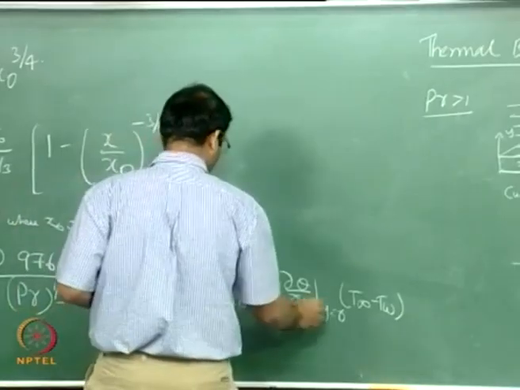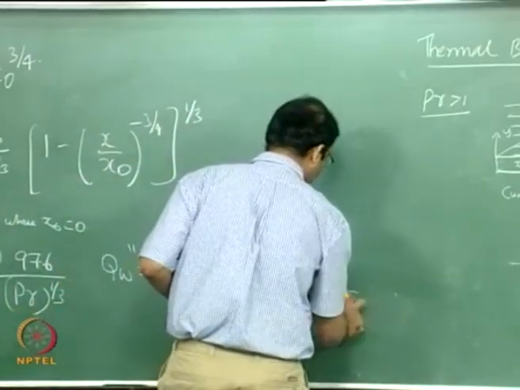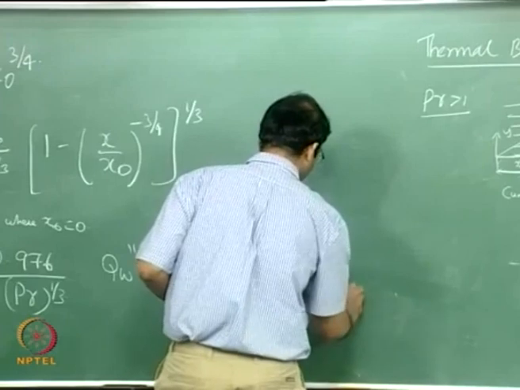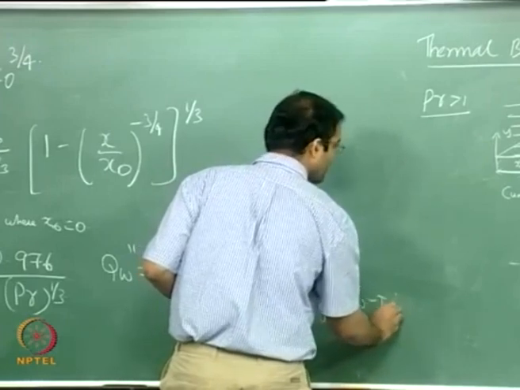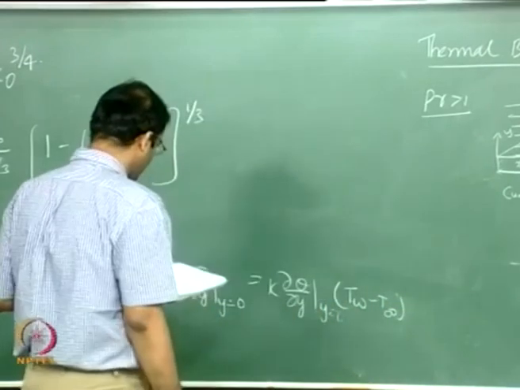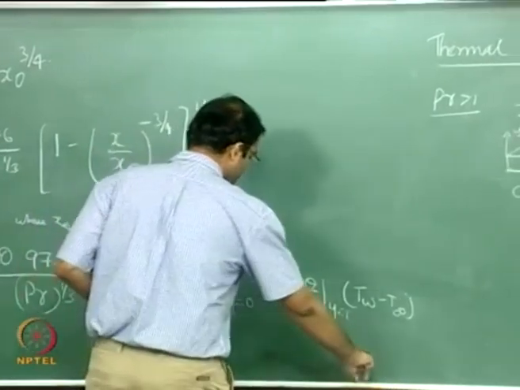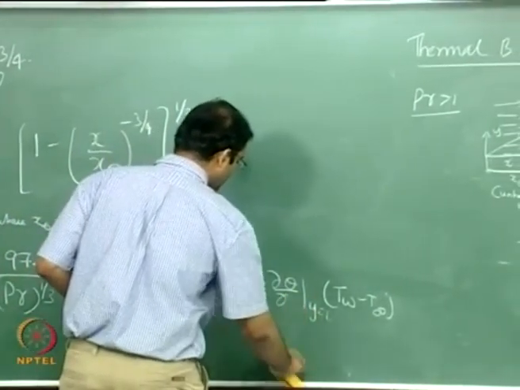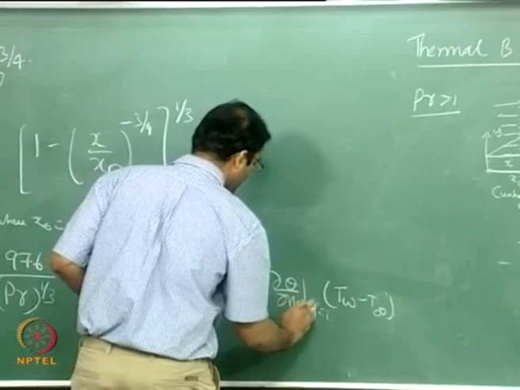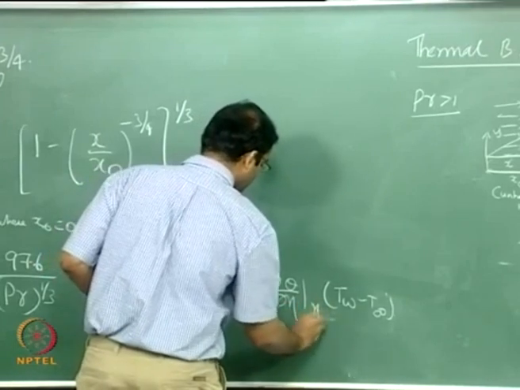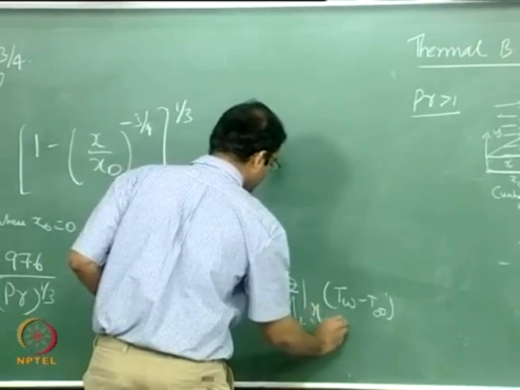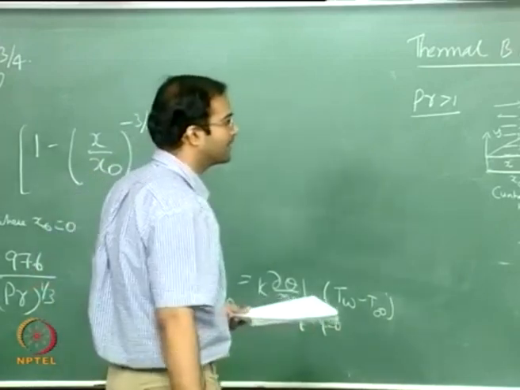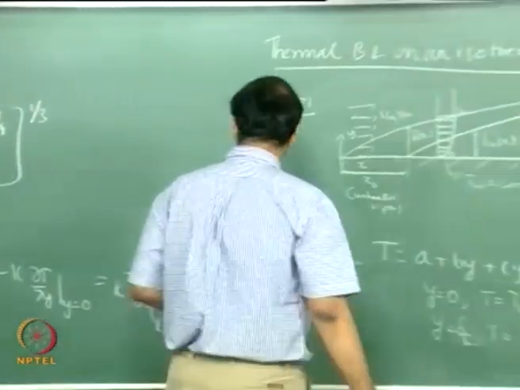So this will be minus, of course. So I am going to write this in terms of T wall minus T infinity. Again, you can make a transformation: d theta by d eta into d eta by dy. Here eta t equals 0, and d eta by dy. So what is d eta by dy?